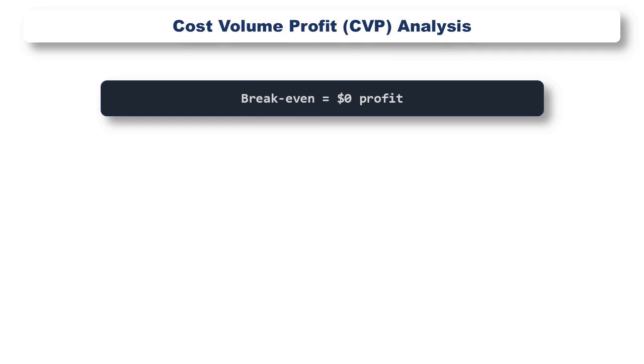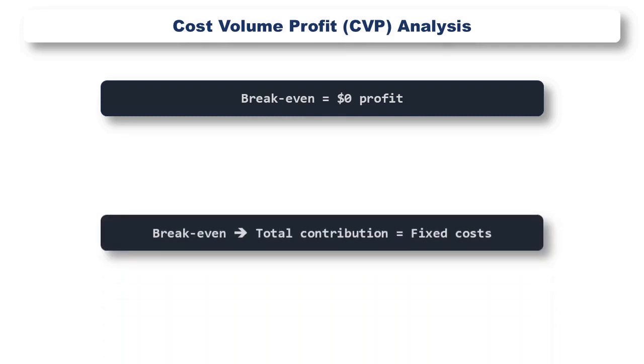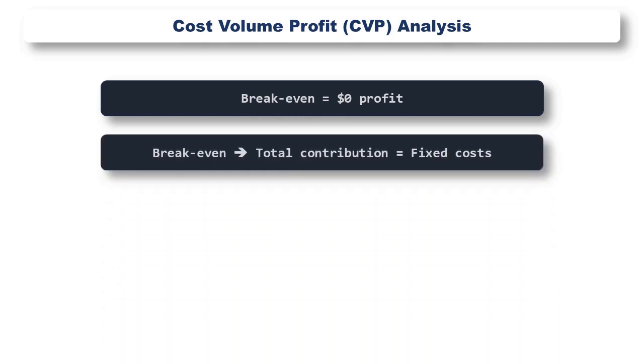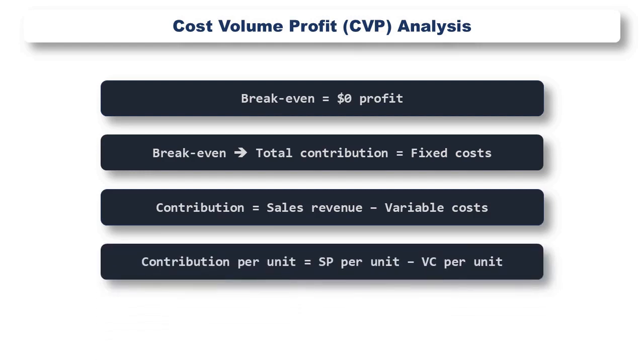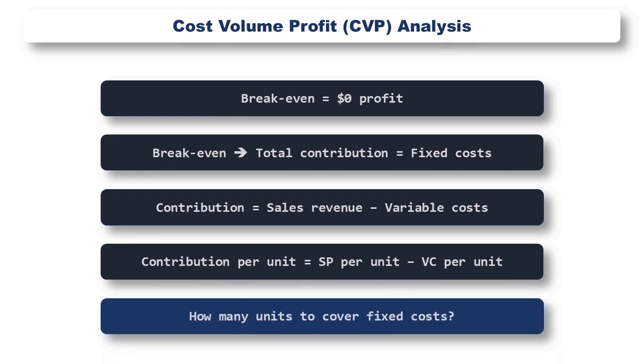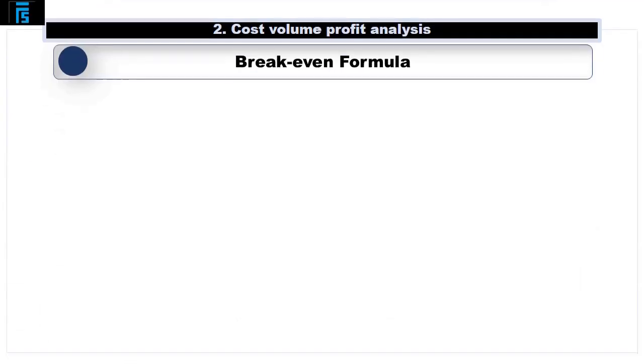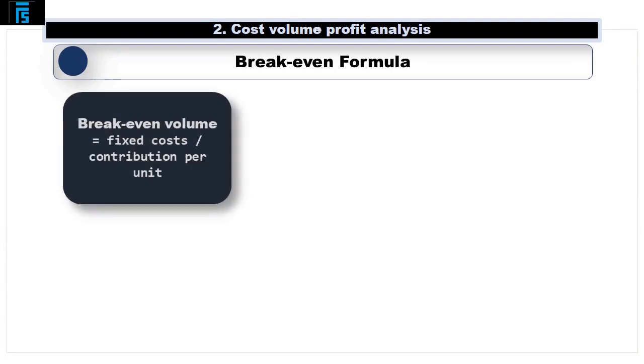So to make a zero profit, we just need to ensure that our fixed costs are covered by the contribution that we make selling our product or products. Remember that contribution is calculated as sales revenue minus variable costs. So if we know the contribution we can make for each unit we sell, the selling price per unit minus the variable costs per unit, we can work out how many units we need to sell to cover the fixed costs. The break-even formula therefore can be defined as fixed costs divided by contribution per unit. This will tell us the volume of units we need to sell in order to break even.